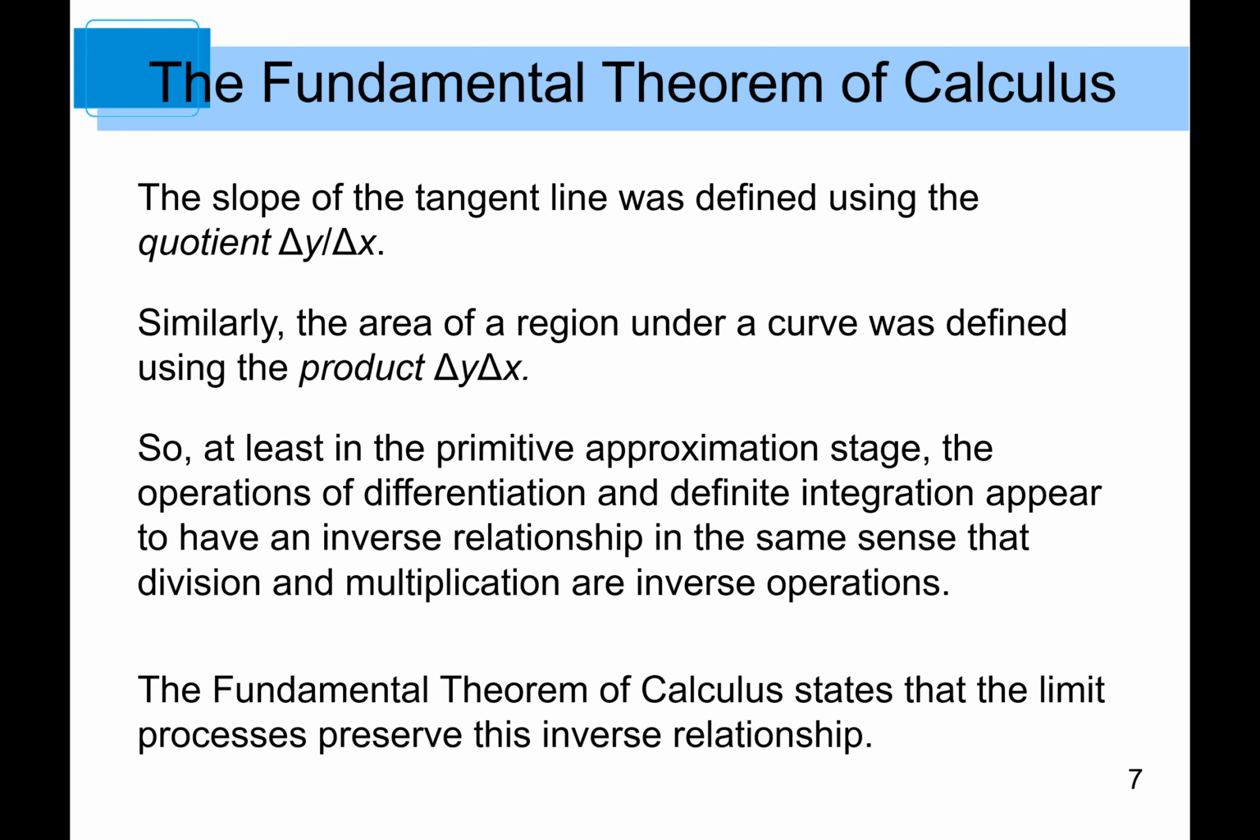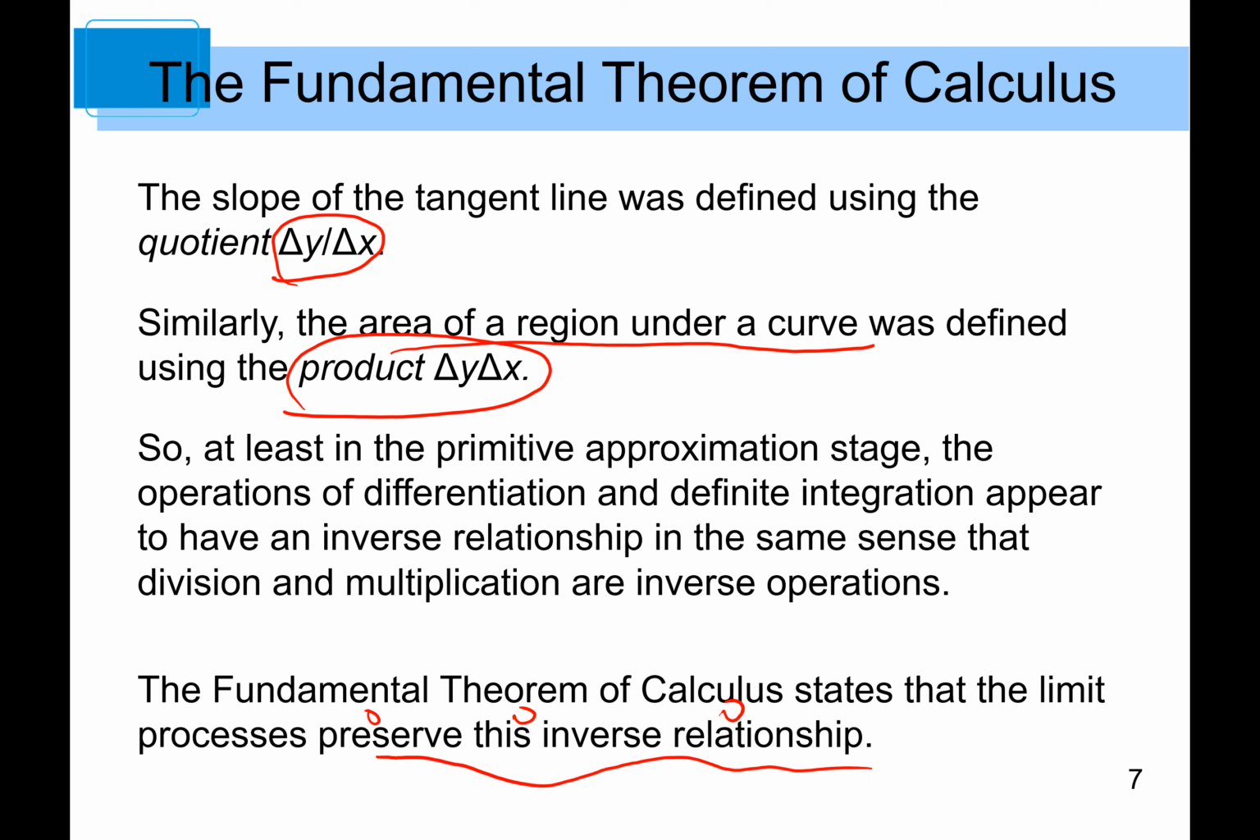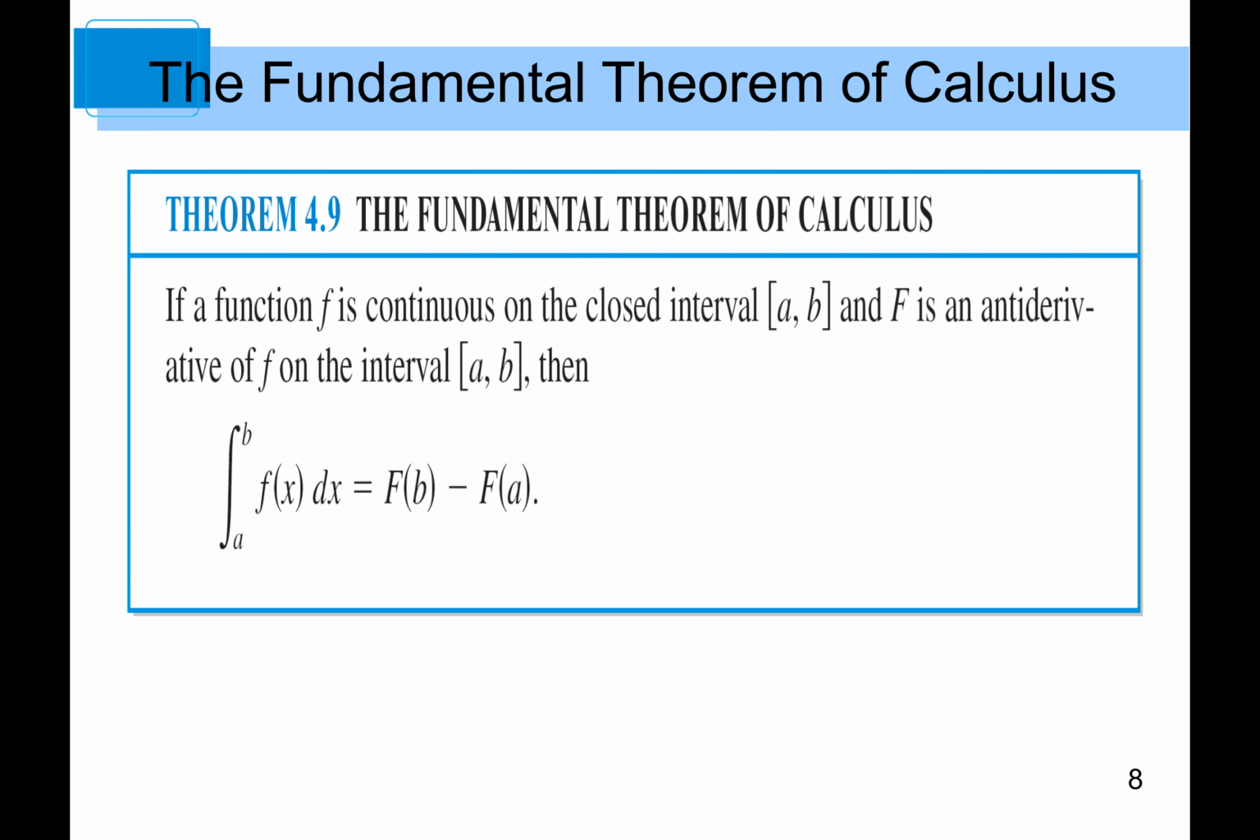Okay, so the slope of the tangent line was defined using the quotient delta y over delta x. The area of the region under the curve was defined by the product delta y times delta x. And the fundamental theorem of calculus states that the limit process preserves the inverse relationship between integration and differentiation. Alright, so let's take a look at the first fundamental theorem of calculus. This is the first one. We're going to take a look at the second one in a bit.